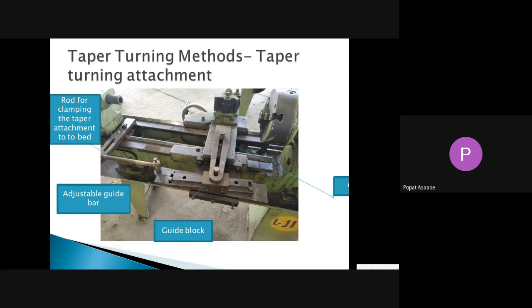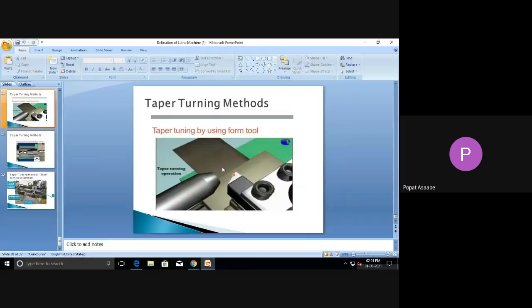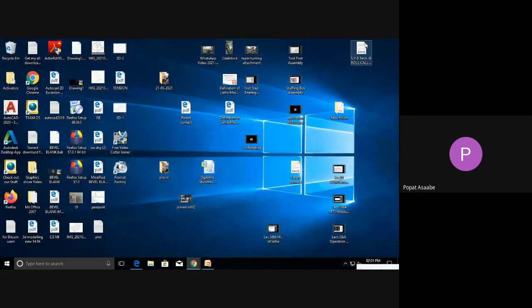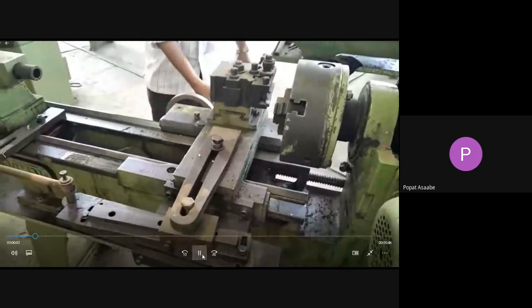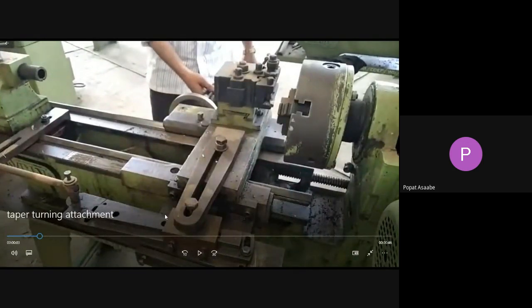Now see. Okay, I will show you one practical video I have taken from the workshop. First try to understand this video, then I will explain. See, this whole portion is the taper turning attachment. This is your tool post, then this is your cross slide, saddle. This is the carriage. This is the cross slide.